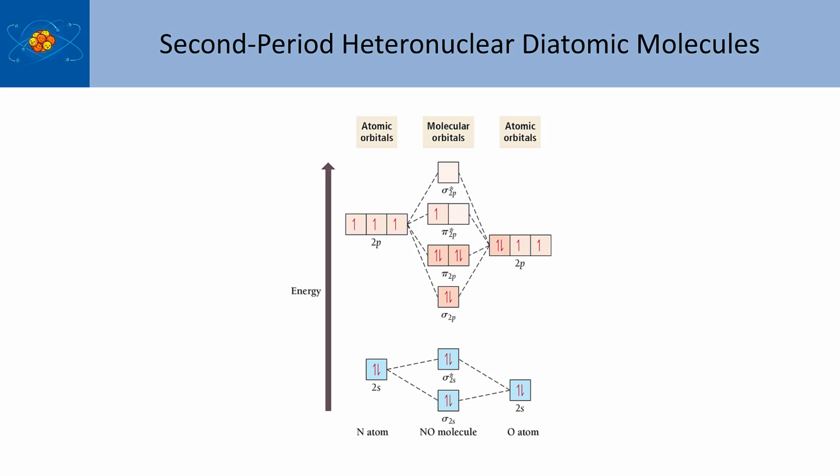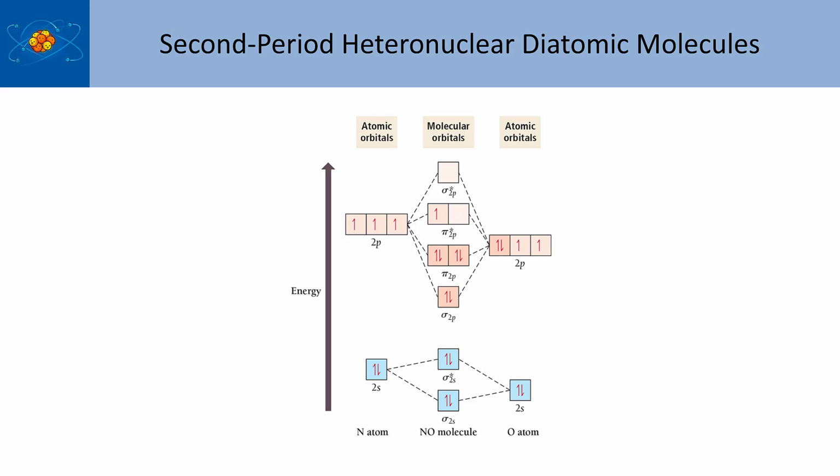So here's an example of a second period heteronuclear between nitrogen and oxygen to form NO. It's a radical. It's an odd electron species. The nitrogen and the oxygen, oxygen being lower in energy, both contribute 2 electrons to the sigma 2s and the sigma 2s star orbitals. And then I have 3 from nitrogen here, and then I have 4 from oxygen here. So that's a total of 7. So I go 1, 2, 3, 4, 5, 6, 7.